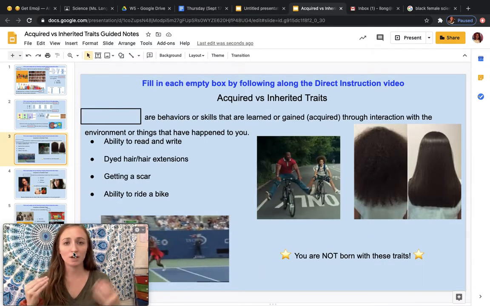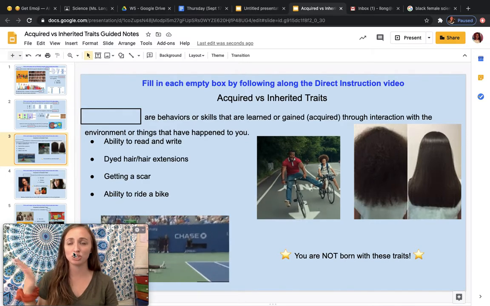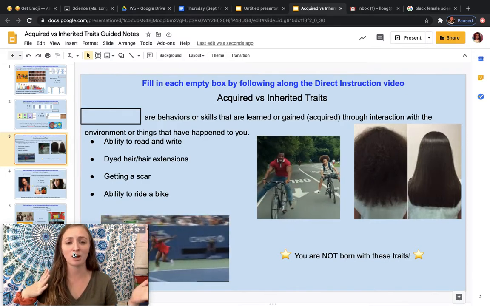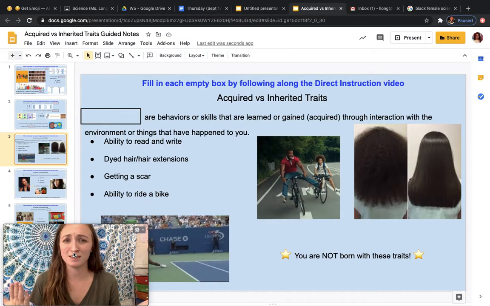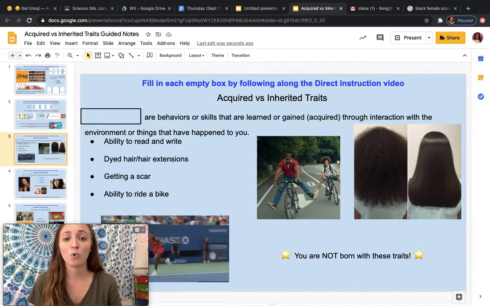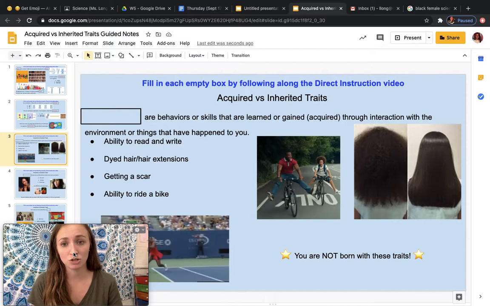So how do we know what is what? How do we know what is determined by our genes? What's determined by our environment? Which one of our traits is determined by both? We call them acquired or inherited traits.